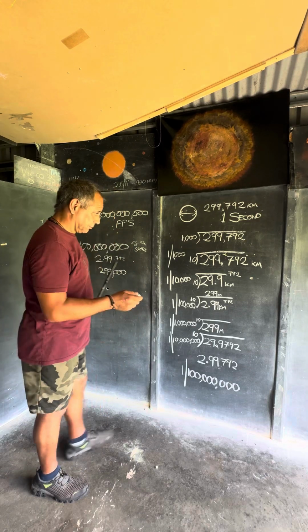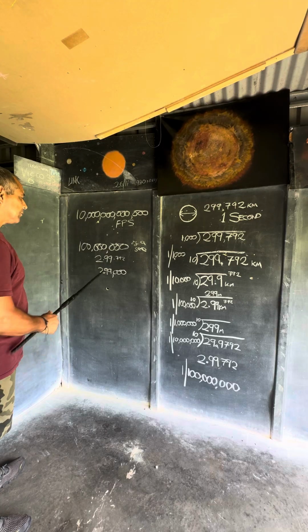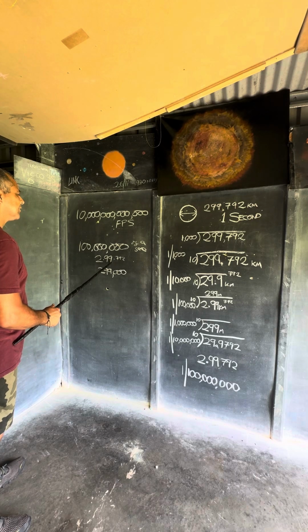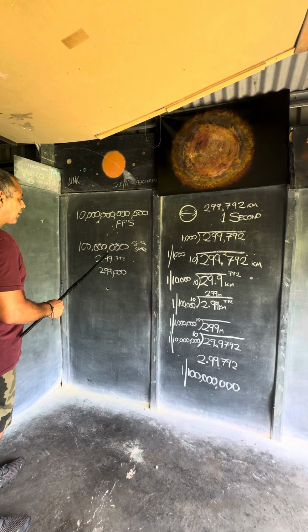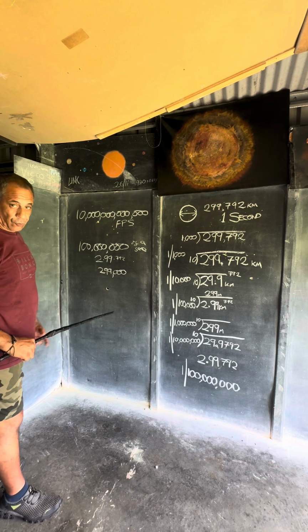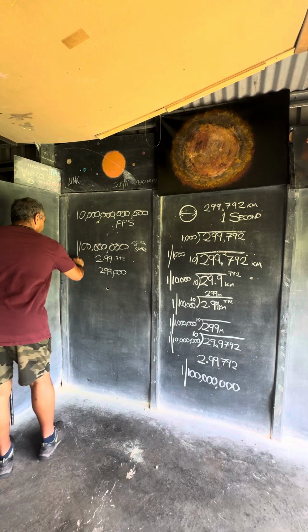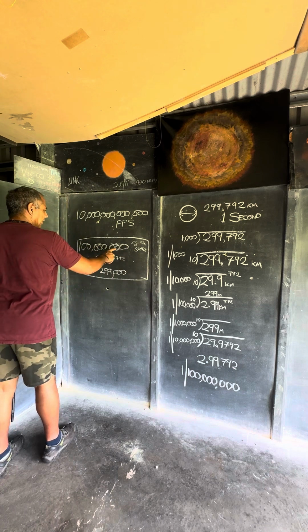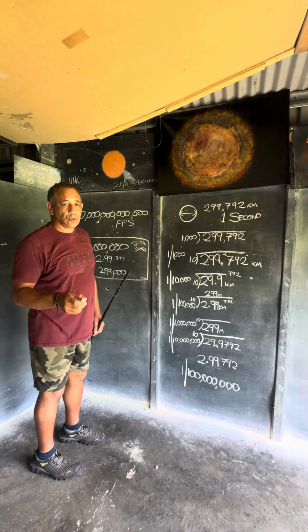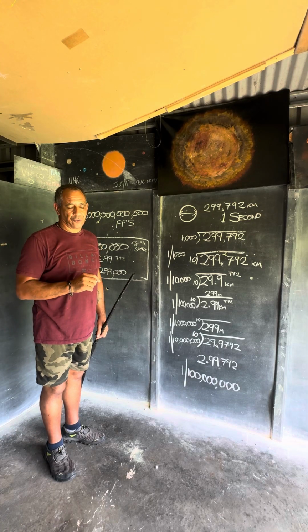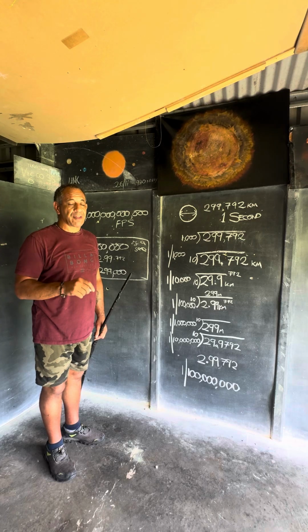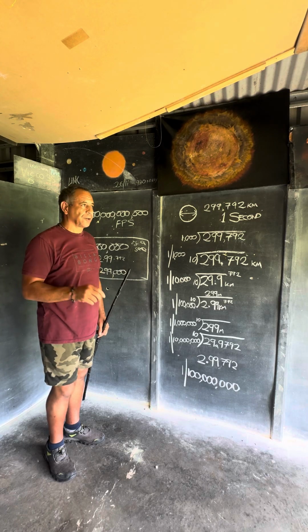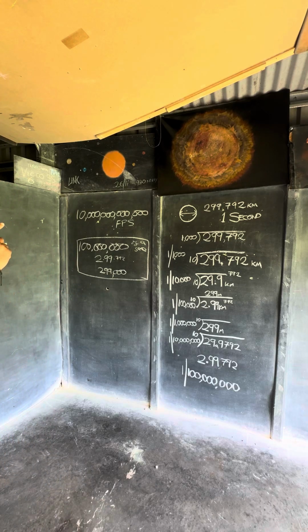Now that is light. So light travels 299,792 kilometers per second. If we divide that by 100 million, we get 2 meters and 99 centimeters. So that one, slam dunk, okay? It takes light 100 millionth of a second to travel 2 meters and 99 centimeters, if light travels at 299,792 kilometers per second. Now we've got the 10 trillion frames per second.